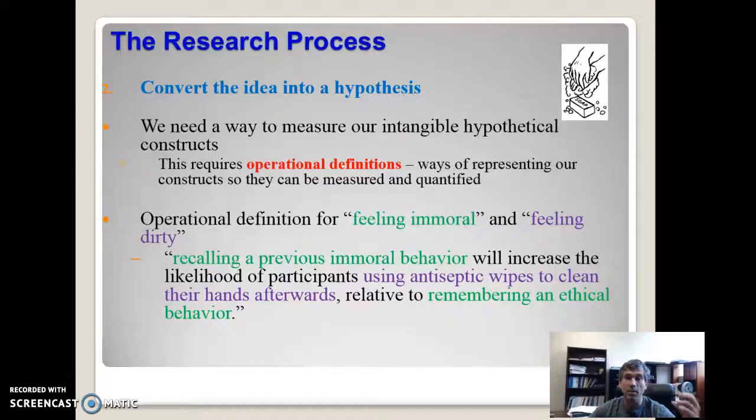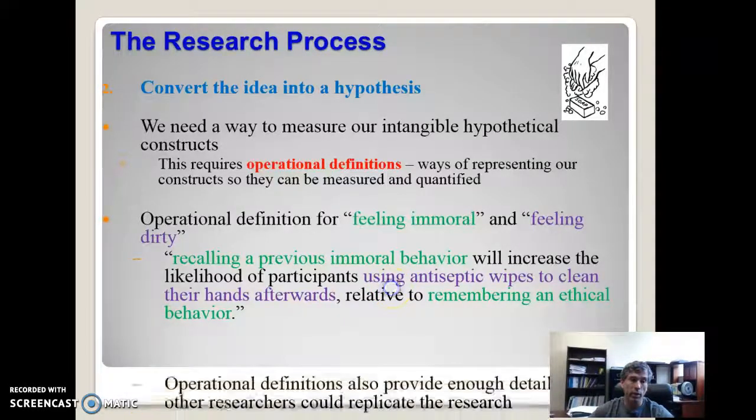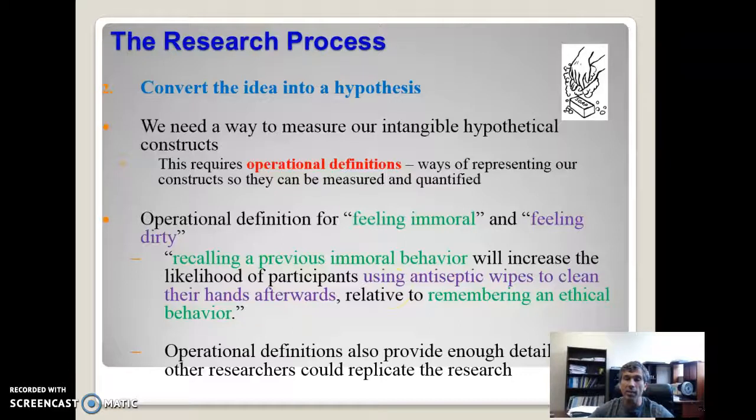They can't assess them directly. They can't get into people's minds and figure out if they feel immoral, if they feel dirty. But this is a way that it's going to be represented in a study that allows them to operate on it, to work with it. The other asset of operational definitions, they can give us enough detail or enough information so that other researchers could do the same thing. They could replicate.